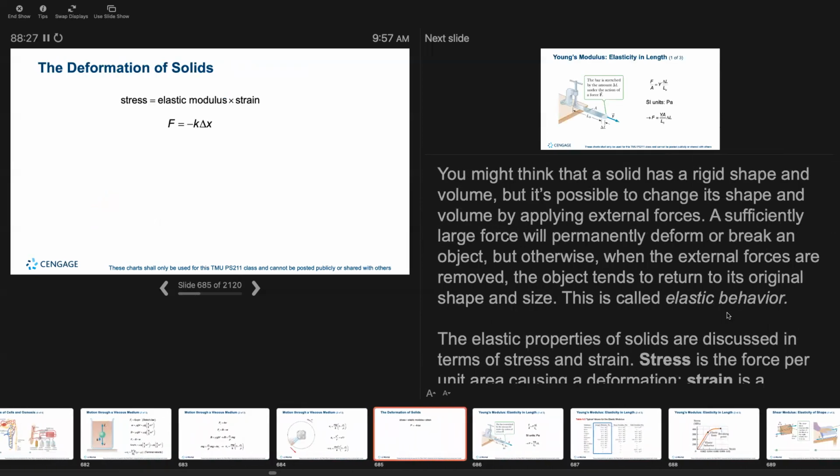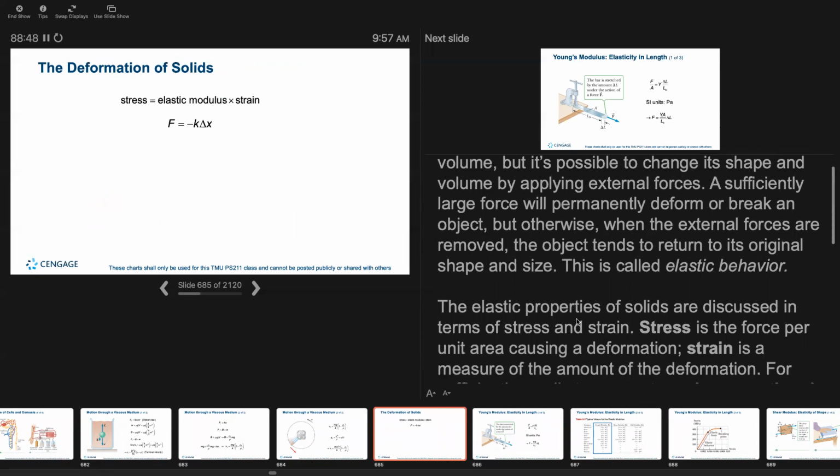You might think that a solid has a rigid shape and volume, but it's possible to change its shape and volume by applying external forces. A sufficiently large force will permanently deform or break up objects, but otherwise, when the external forces are removed, the object tends to return to its original shape and size. This is called elastic behavior.